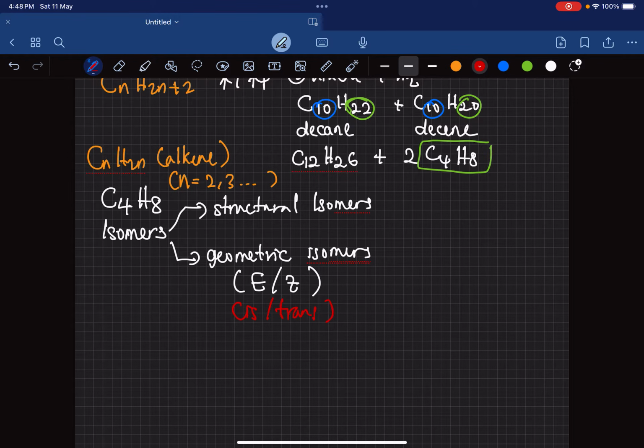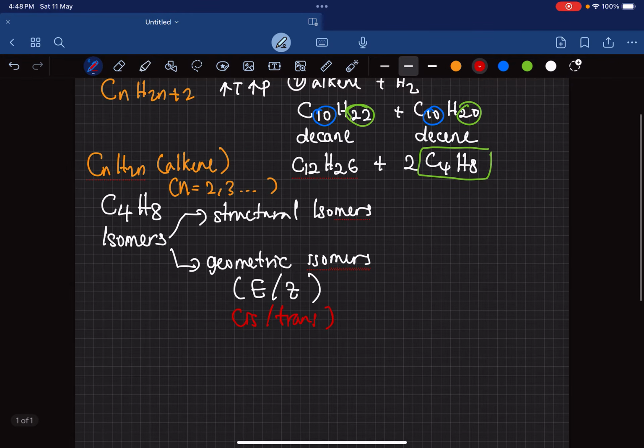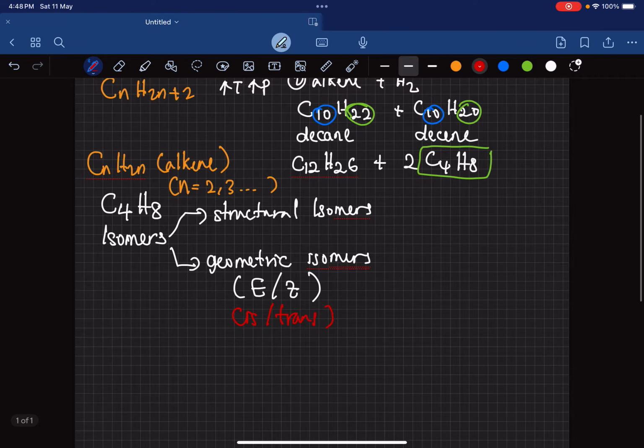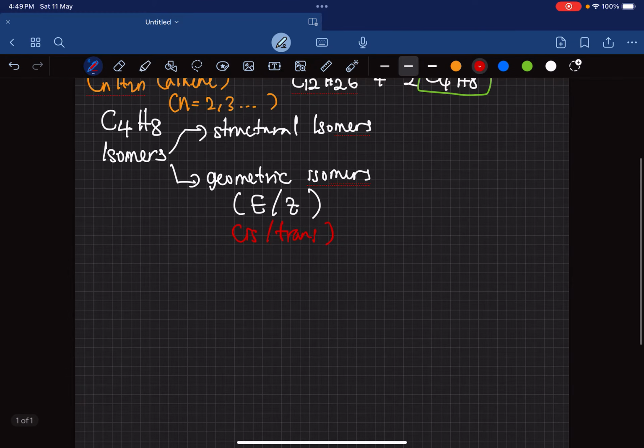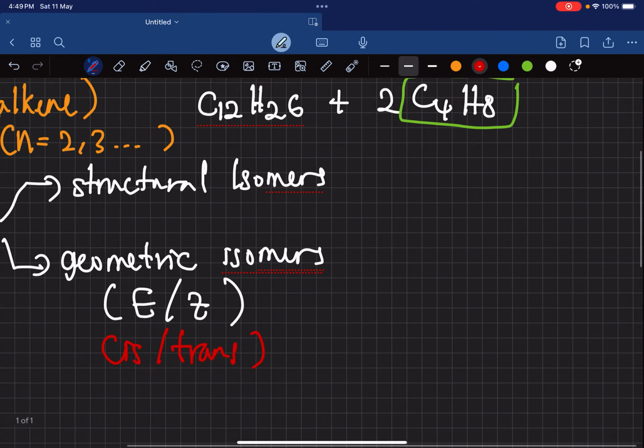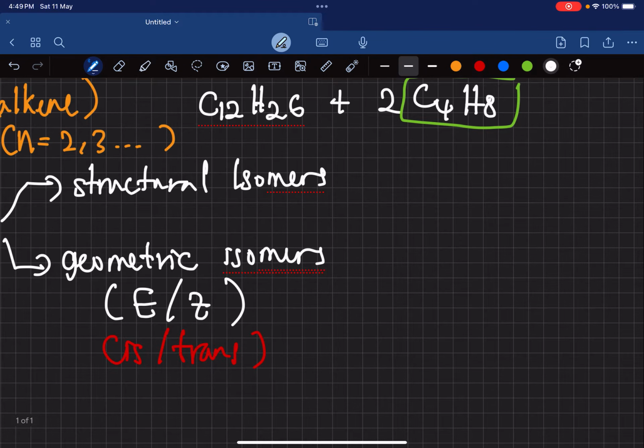For the sake of discussion, we'll talk about structural isomers. In this case we are dealing with C4H8. So what are the structures that we can draw? We can draw a double bond in the first place. We just got to make sure the number of carbons and hydrogens are the same. So this will be but-1-ene.